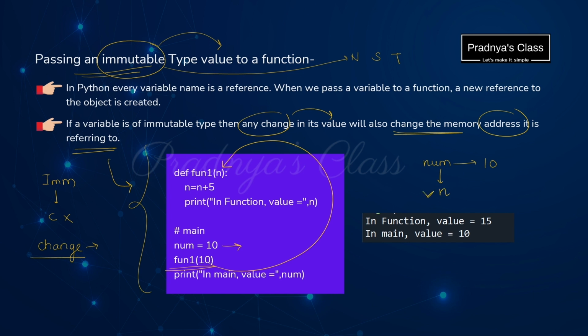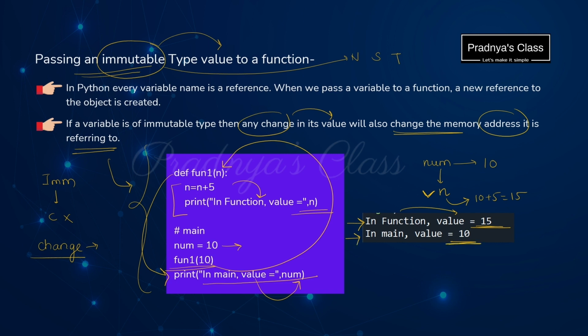Now new variable got created. Inside the function we are updating the value of the n by 5. 10 plus 5 will be 15. In the function itself we are printing it. So we will be getting the output in function value equals to 15. Now come back to the main program. In main we are printing in main value equals to num. Look at the output. In main we are getting 10.